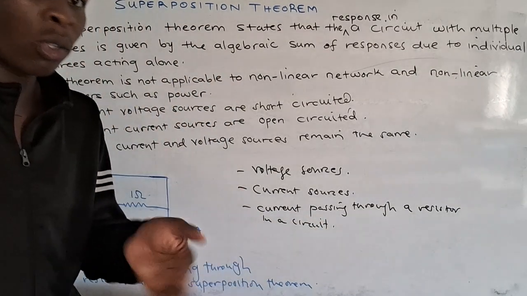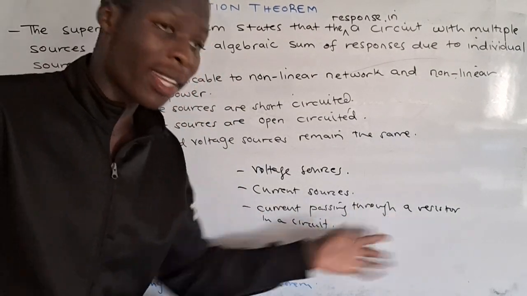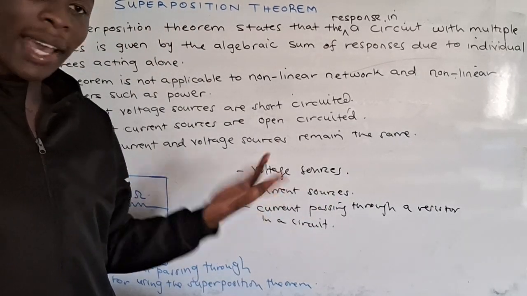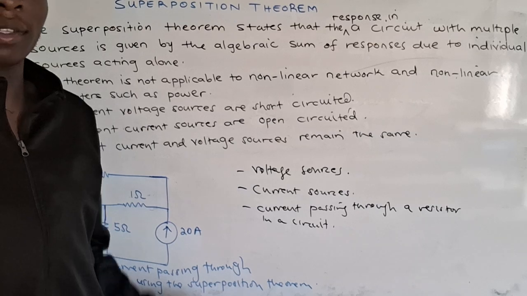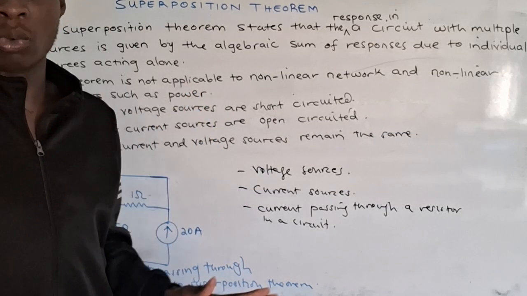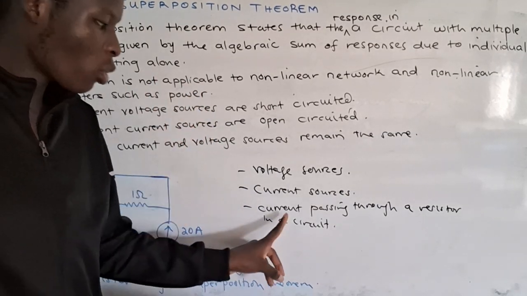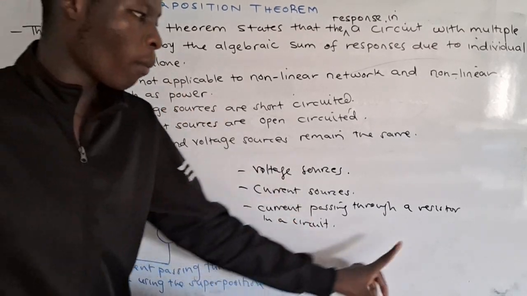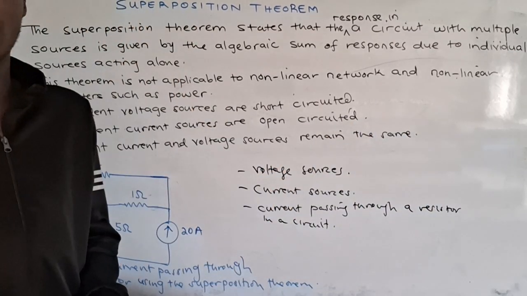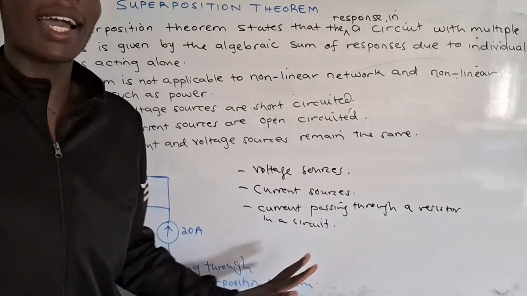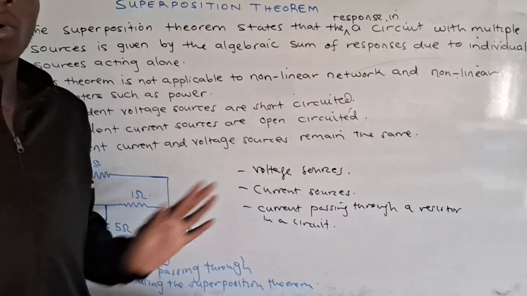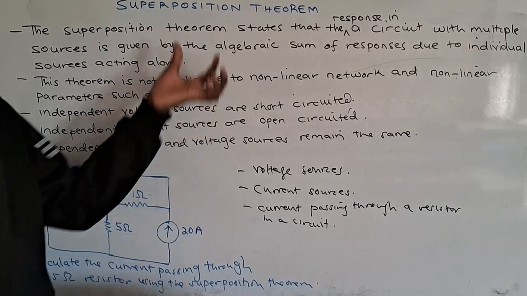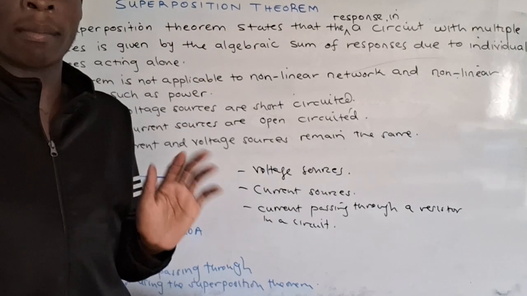So I am saying you have a circuit with many resistors, many voltage sources, many current sources. This is the structure of the circuit. But you want to calculate the current passing through only one resistor. So what are you supposed to do? We are going to use the superposition theorem.